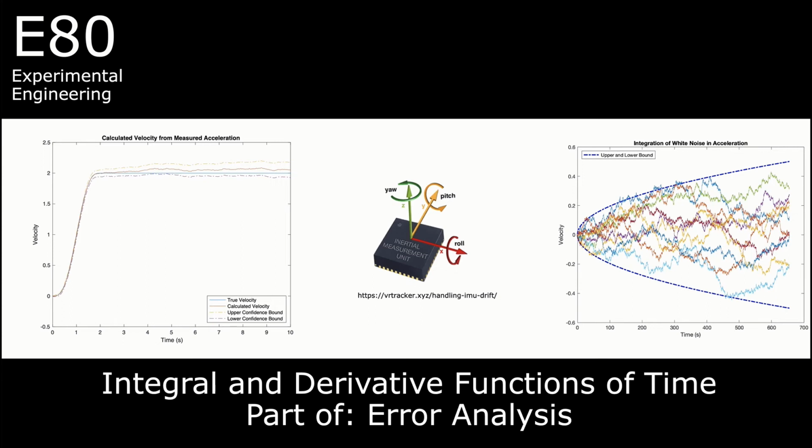This video covers integral and derivative functions of time and the error bounds on them. This is part of the error analysis and data regression series. The motivation for this video is that many of the measurement instruments that we use for navigation require integration or differentiation to get the desired quantity from the measured quantity.